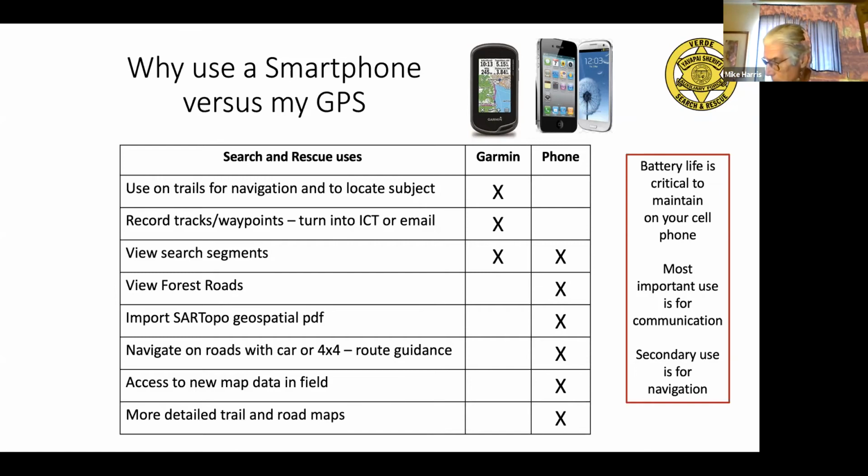With apps, you can navigate on roads with your car or 4x4. You can get route guidance to your destination. You can have access to new map data in the field with your phone, assuming you have cellular service. You get more detailed trail and road maps with your phone. So there's differences, like you have different tools for different things in your life. The Garmin is one tool, and the phone is another tool.